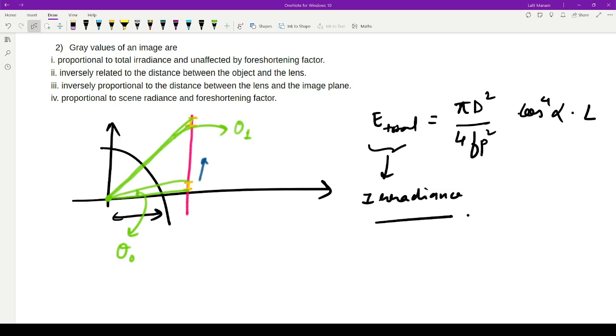So given this, we have what? Proportional. What is this D? Diameter of the lens. Are you sure? Yes, sir. Okay, yeah, it's the diameter of the lens. What is FP?